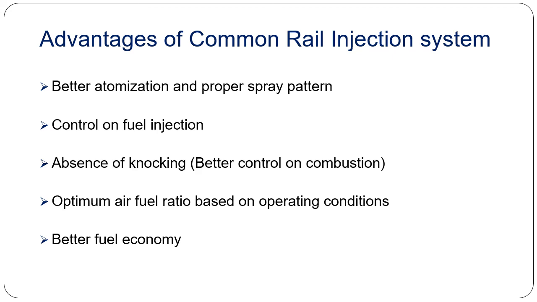Since we are using an ECU unit which senses oxygen, air velocity, speed, and accelerator movement, the ECU will calculate the optimum amount of fuel to be injected, giving us an optimum air fuel ratio based on all the operating conditions. So since we have an optimum air fuel ratio, fuel economy is also better. So thank you. This is all about the common rail system.